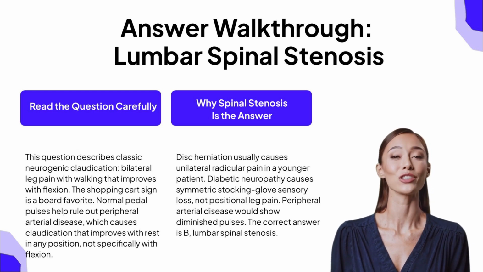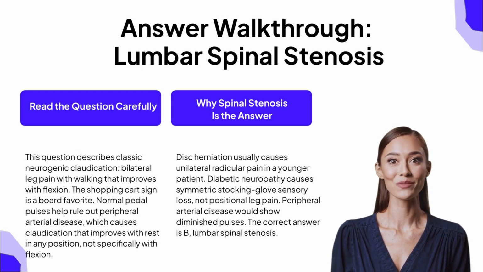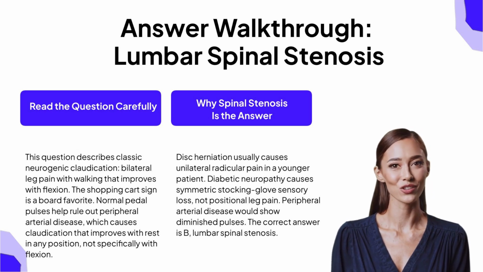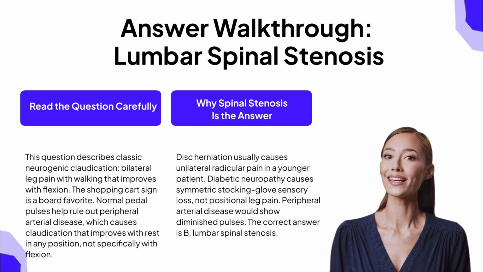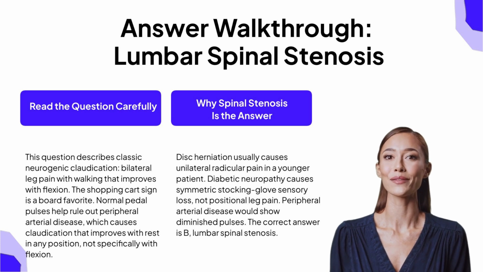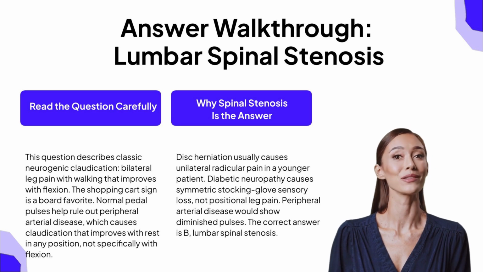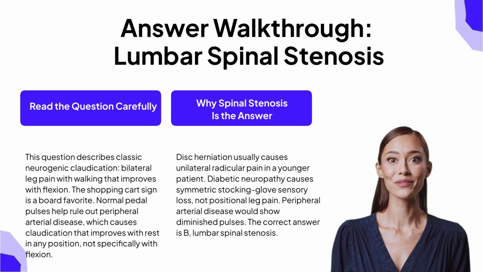Disc herniation usually causes unilateral radicular pain in a younger patient, not bilateral symptoms in someone who is 68. Diabetic neuropathy causes symmetric stocking glove sensory loss and does not cause positional leg pain that changes with walking or sitting. Peripheral arterial disease would show diminished or absent pedal pulses, which this patient does not have. The correct answer is B, lumbar spinal stenosis.